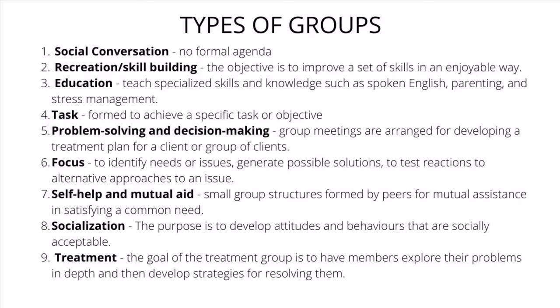Number 1, social conversation. Social conversation is often used to determine what kind of relationship might develop with people we do not know very well. So in social work, social conversation with other professionals is quite frequent. But when it comes to groups which involve clients, it will have some objectives other than conversation, such as resolving a personal problem. Number 2, recreation or skill building.